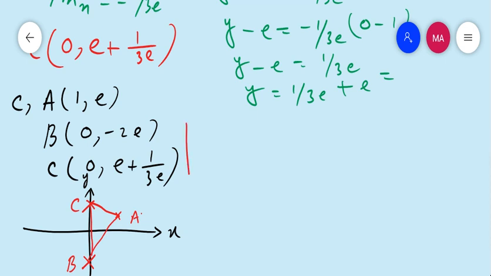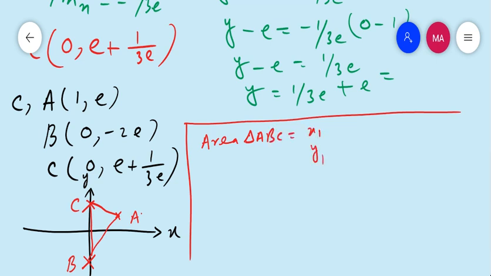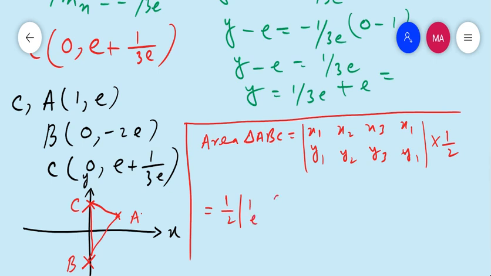But this triangle is not a right angle triangle. So we must use the formula which we have already studied in chapter number 7. Area of triangle ABC is equal to 1/2 multiplied by the determinant of x1 y1, x2 y2, x3 y3, x1 y1. So if you take A as x1 y1, so (1, e), B (0, -2e), C (0, (e + 1)/3e), and again x1 y1 (1, e).